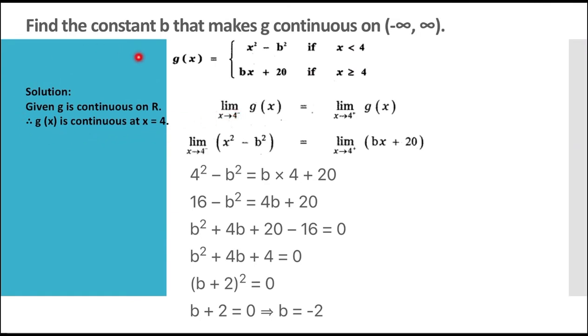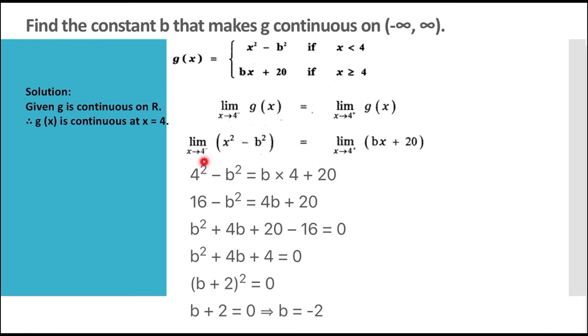So, if it is continuous, its left limit and right limit should be equal. For all continuous functions, the left hand side limit and the right hand side limit are equal, isn't it? So, limit x tends to 4 minus g of x is equal to limit x tends to 4 plus g of x. So, what is for 4 minus? 4 minus means it is less than 4. So, for 4 minus, we use x square minus b square. For 4 plus, meaning right side of 4, that is greater than or equal to 4, we can use bx plus 20.